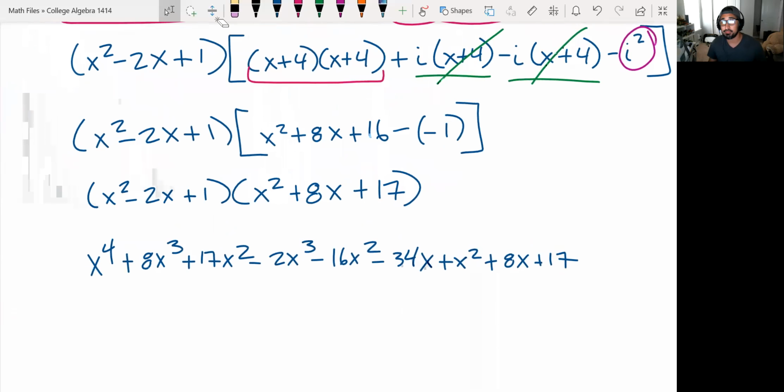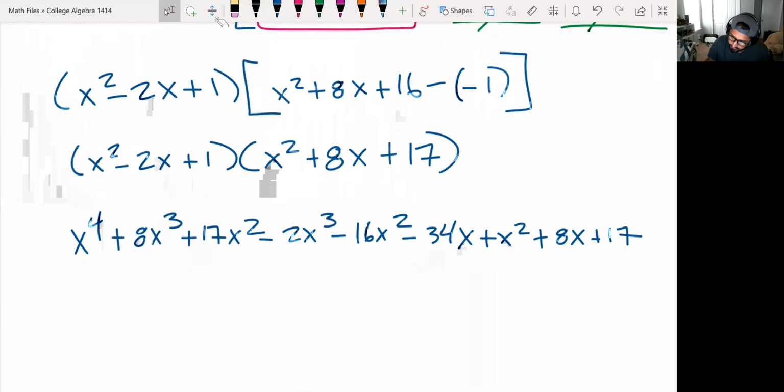Okay. Everything has been distributed out. Now we must combine like terms. Start with the highest power first. And this is how my MATLAB wants the answer, since I just looked it up. It's going to be f of x equals a. It puts the a there for you. And then we'll bring the x to the fourth down. That's the only x to the fourth in here.